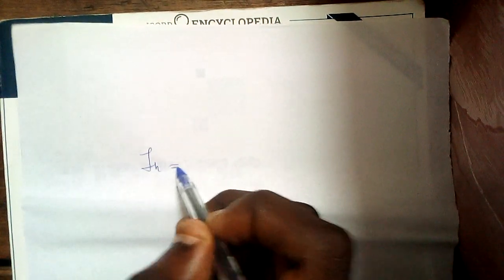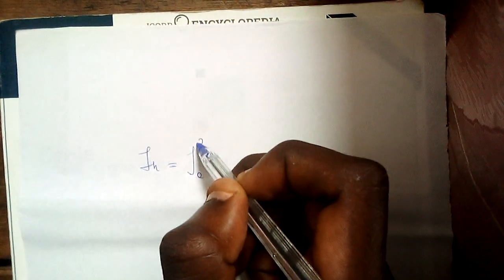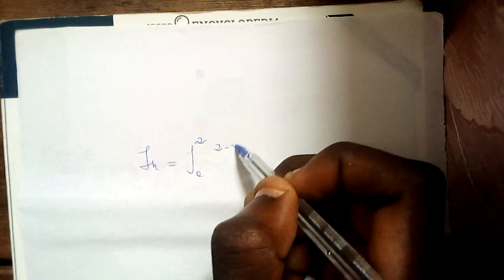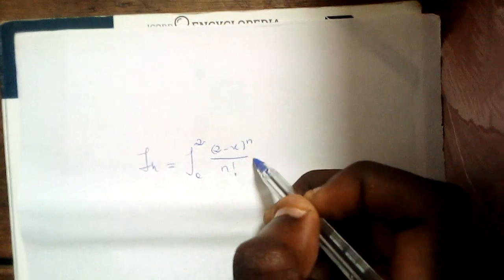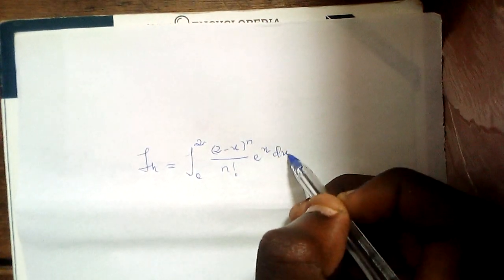Hello guys, in this video we are going to be studying the integral, that is I_n equal to the integral from 0 to 2 of (2 - x)^n divided by n factorial times e^x dx.